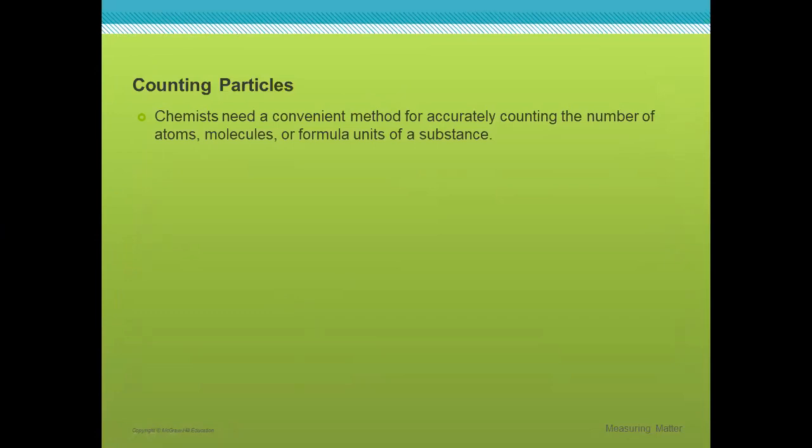Number one, chemists need a convenient method to accurately count the number of atoms or molecules or formula units of a substance. How can we count the number of atoms, molecules, or formula units which enter in our chemical reaction? By a unit which is called the mole. So the mole is the SI base unit used to measure the amount of a substance.